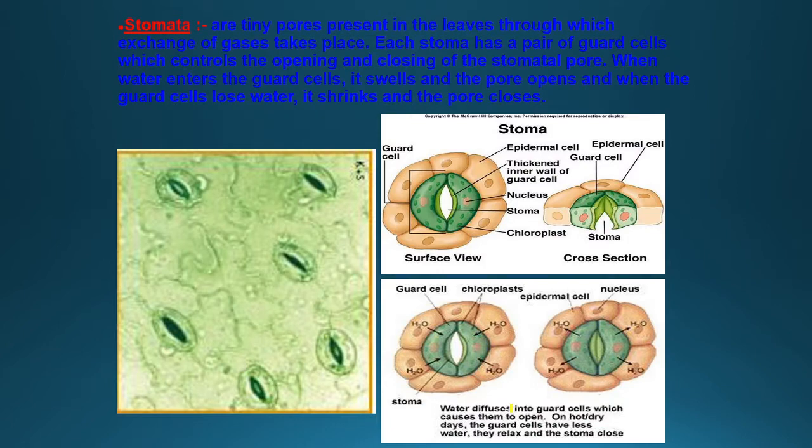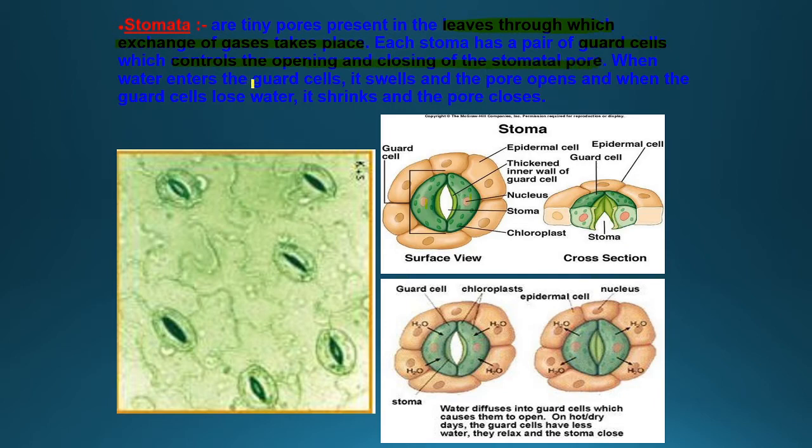So this is the stomata. Coming to stomata, guys, these are tiny pores present in the leaves through which the exchange of gases takes place. This is the place where the gas exchange takes place. Each stomata has a pair of guard cells. These are the guard cells, and they control the opening and the closing of the stomatal pore.